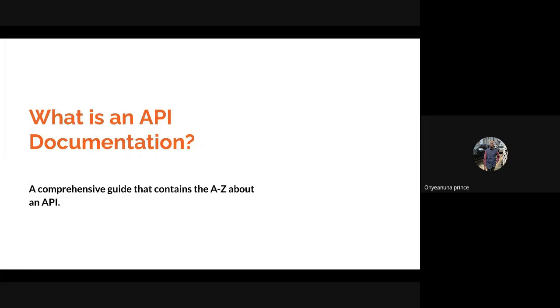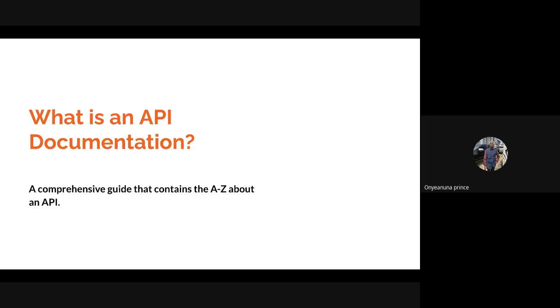I have to start from the beginning, defining what an API documentation is, because I had to reorient you. From the assignment I saw, it wasn't clear that you all understand what an API documentation is. I will share a link to docs for more proper definitions of terms. But for now, I define API documentation as a comprehensive guide that contains the A to Z about an API. Everything you need to know about your API, you can find in your API documentation, and that's what it is.